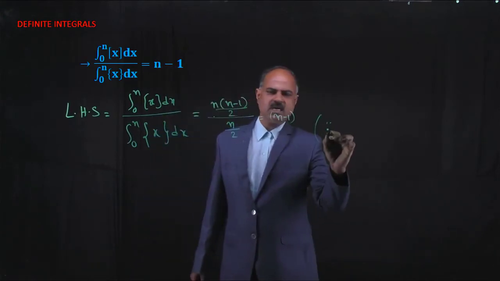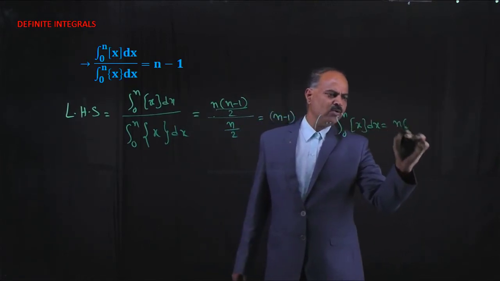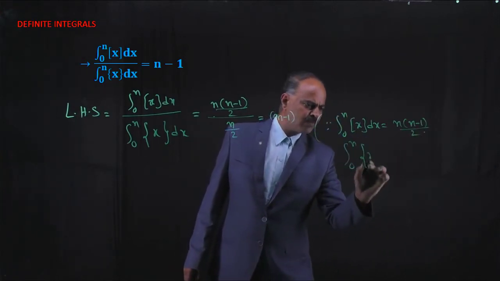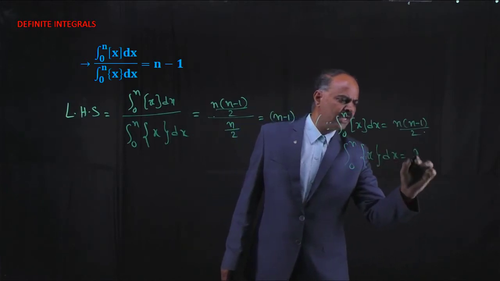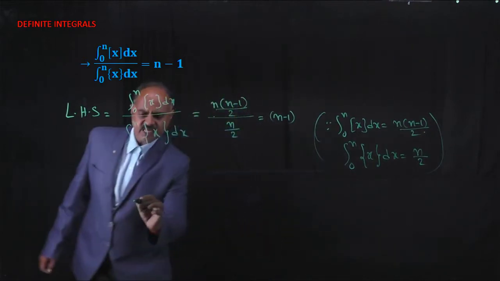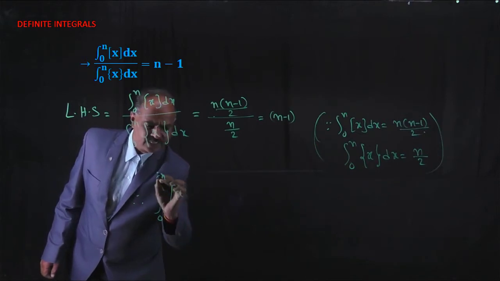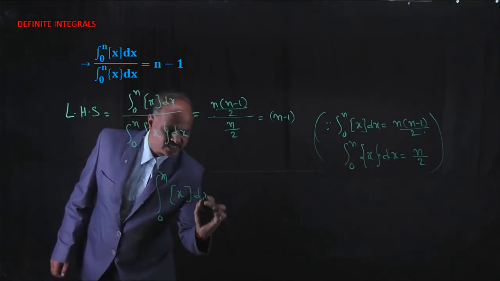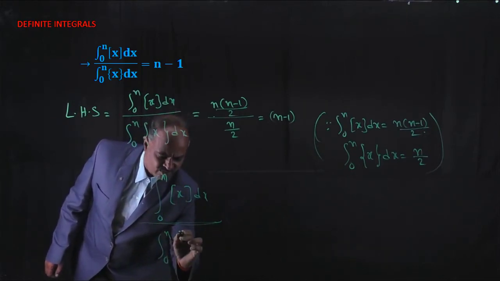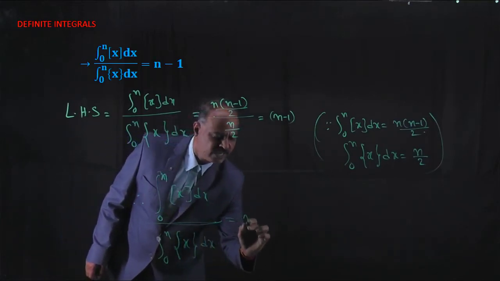Since integral 0 to n of floor x dx equals n(n minus 1)/2, and integral 0 to n of the fractional part of x dx equals n/2. So finally, integral 0 to n of floor x dx divided by integral 0 to n of the fractional part of x dx equals n minus 1.